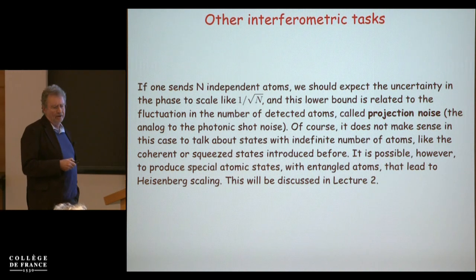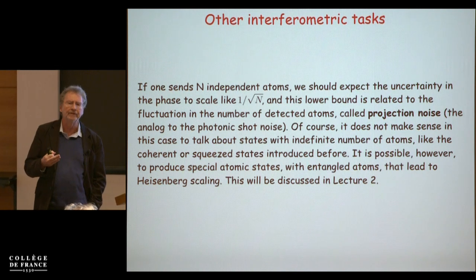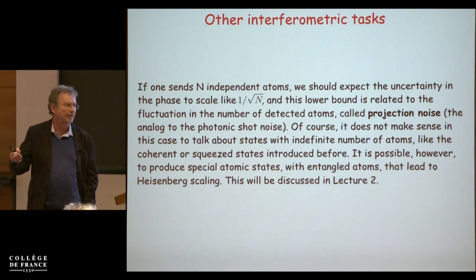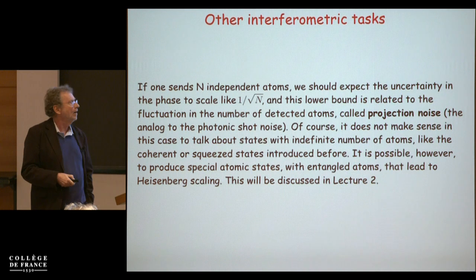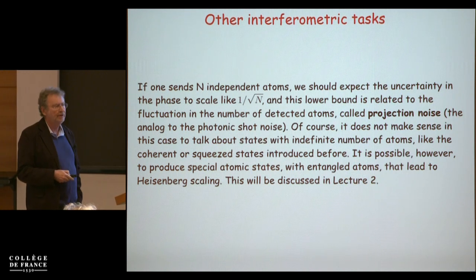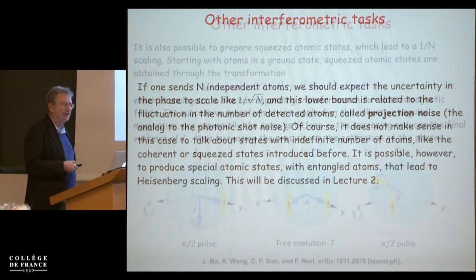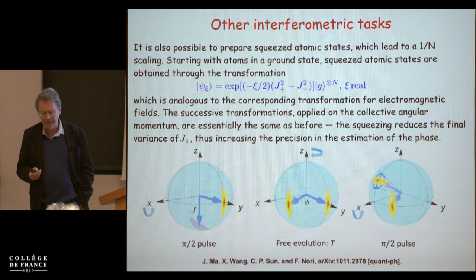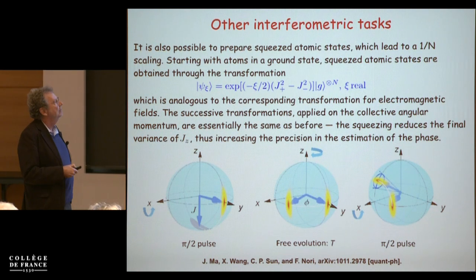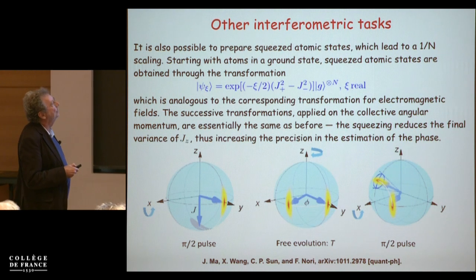Of course, the analogy breaks at some point because you don't have states here with an indefinite number of atoms. However, you can produce special atomic states which lead to better precision and even to Heisenberg scaling. Now, this could be entangled states. I'm going to discuss that in lecture 2. But here I just want to point out that you can produce squeezed atomic states.